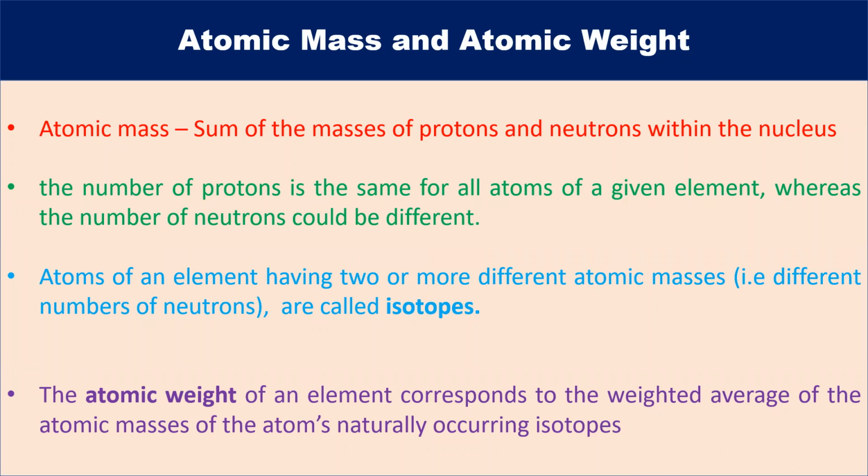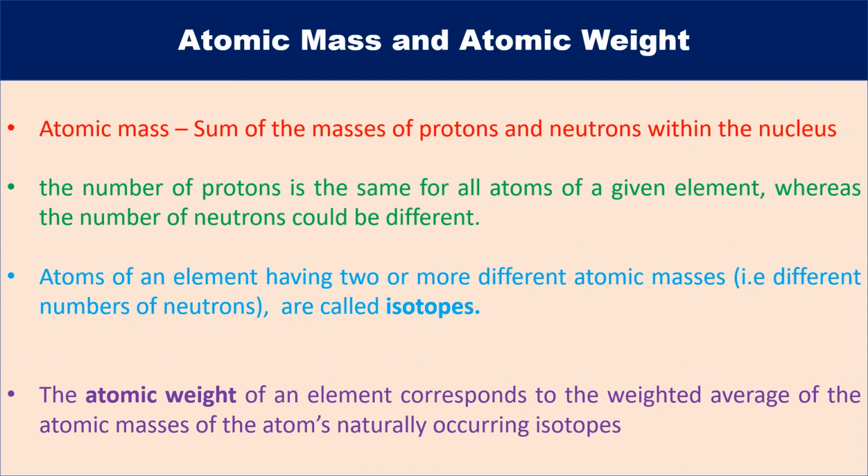So, atomic mass is nothing but the sum of the masses of protons and neutrons within the nucleus. The number of protons is the same for all atoms of a given element. For a given element, there could be different numbers of neutrons, which we call isotopes. So, isotopes are atoms of the same element, but they have different numbers of neutrons.